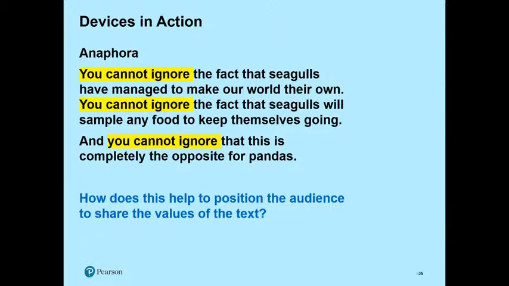Just have a think, again, little 10-second think. How does this help to position the audience to share the values of the text? Okay, just 10 seconds.